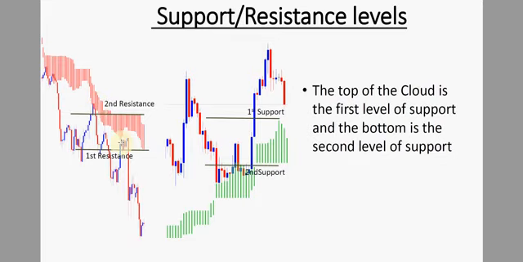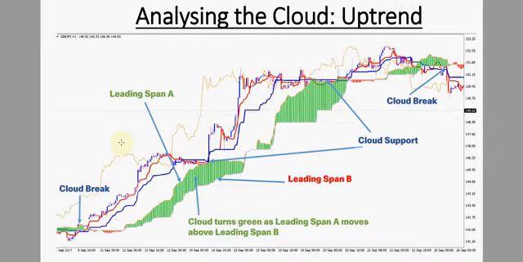So how do we analyze the cloud? Looking at here, we see price penetrate the cloud, it breaks the cloud and trends up. So remember, this is the leading span A, and below is the leading span B. In between them is the Kumo, the cloud. The cloud has now turned to support, so it's supporting this movement.